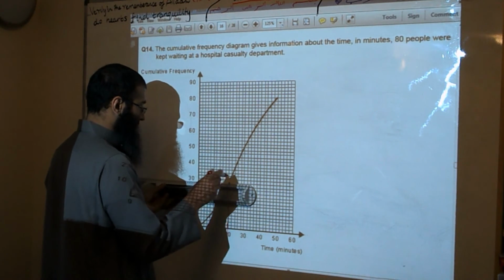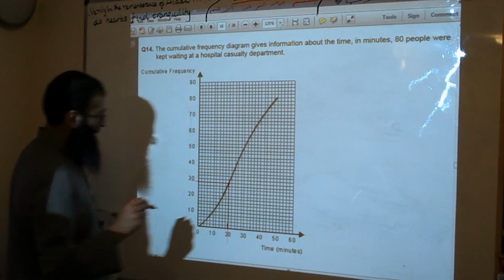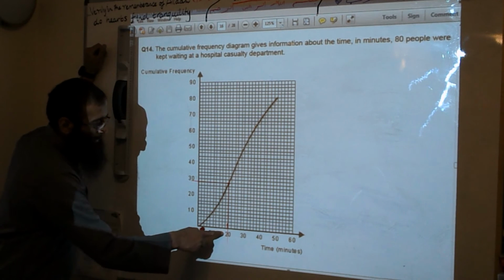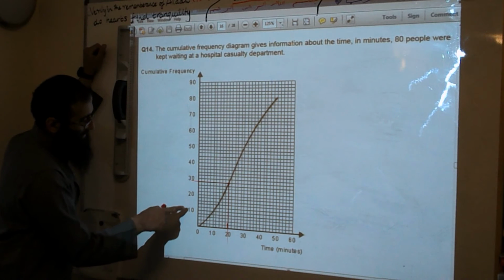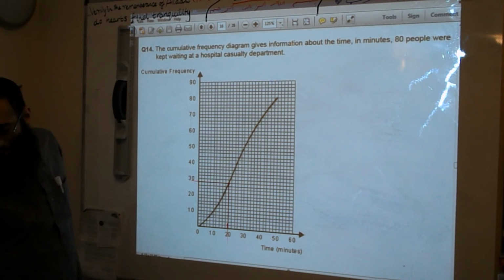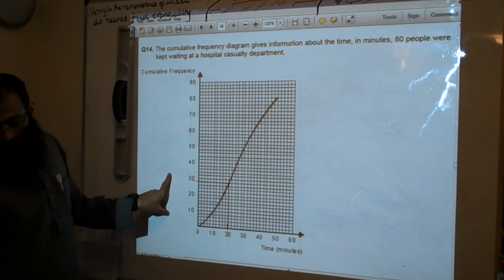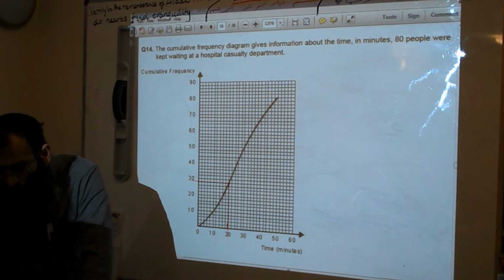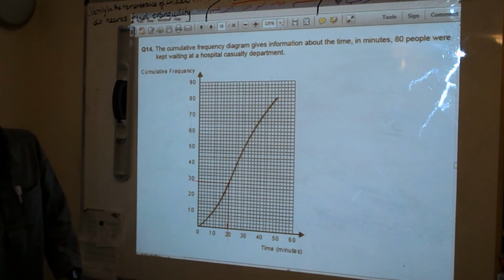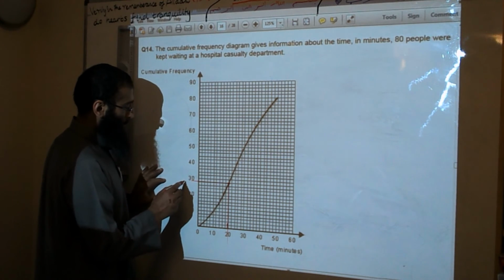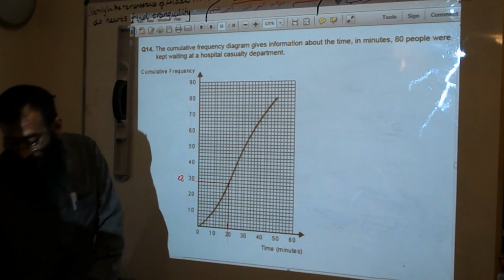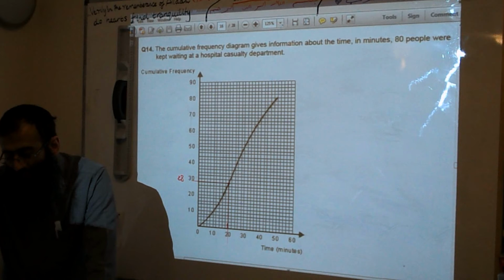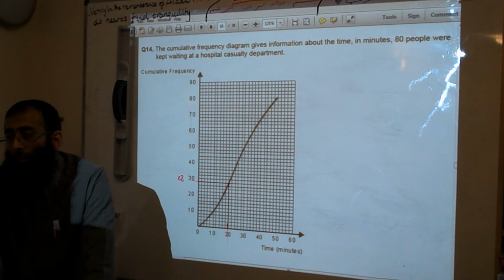Okay, folks, can you please copy this as well on yours? So for 20 minutes, it's coming up quite exact at 28. I'm getting 28 people who waited for 20 minutes or less. 28, not 26, 28. And the mark scheme gives you between 27 to 29.